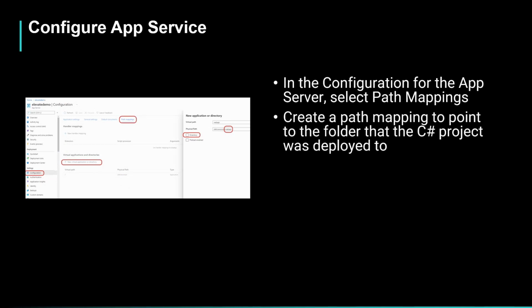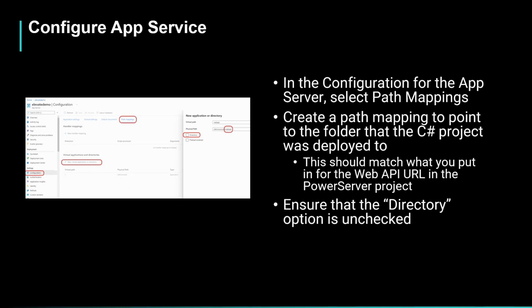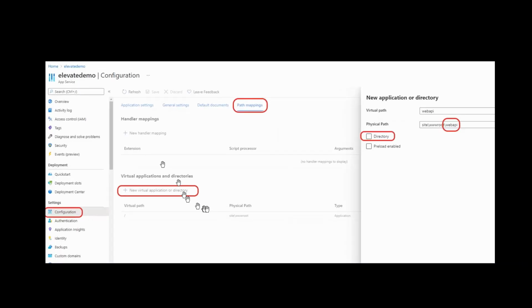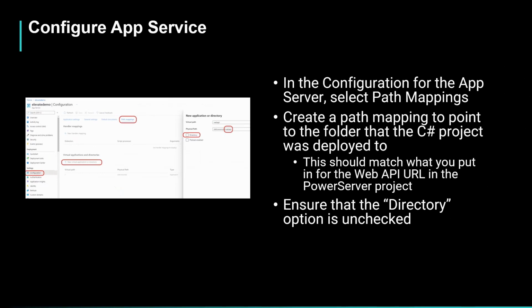Okay. Now remember, I said I've got the web API listening on a path. Well, we need to define that path, and so this is why I wanted to use Windows rather than Linux to deploy this. This is my app service. I go into configuration, I go into the path mappings, I create a new virtual application or directory. I uncheck the directory, and I put in /webapi. And at that point, it should start working.